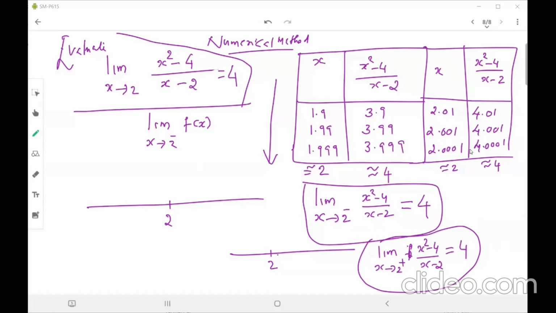In this particular question, you can apply factorization. But there are questions where you cannot go for any factorization method or rationalization method. You can evaluate numerically and calculate the values on the left and right, and you can reach the conclusion, even though the function is not defined at that point. Is it clear? Yes.